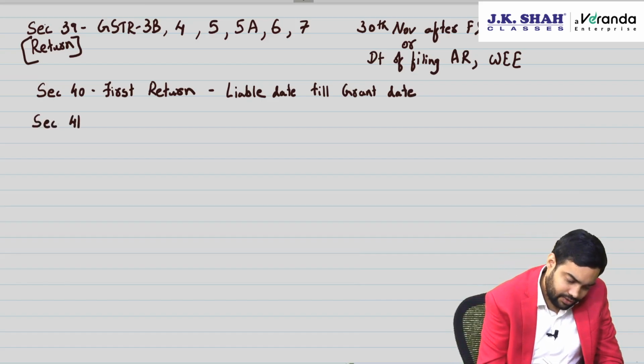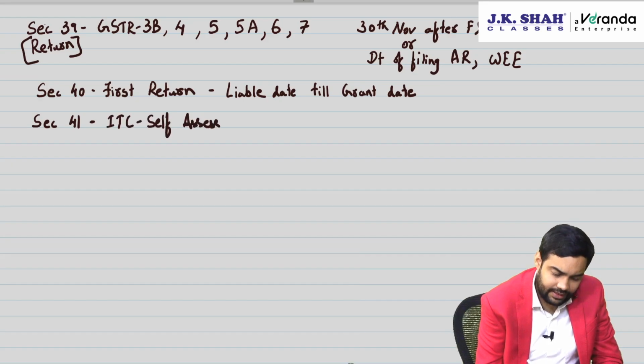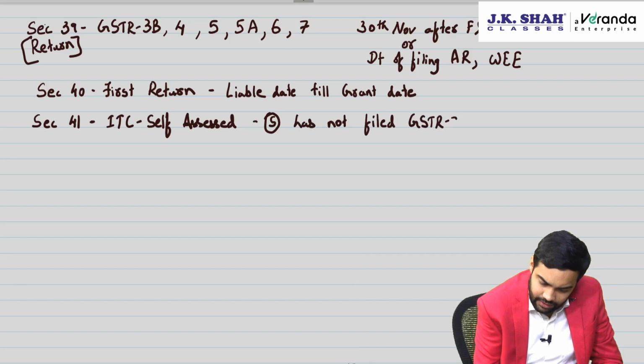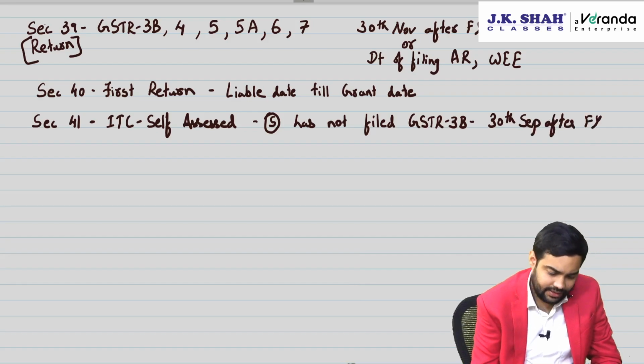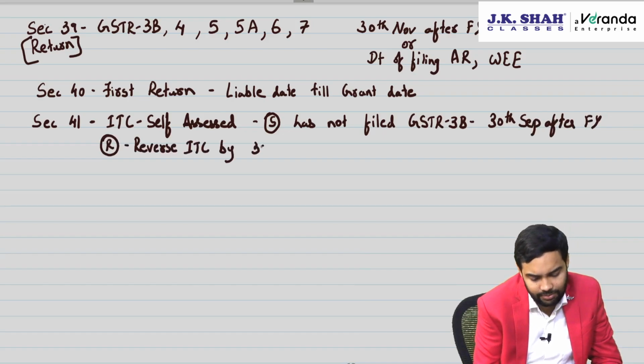Section 41 talks about ITC. ITC is self-assessed. Whatever I self-assess, I can avail as ITC. But if my supplier has not filed GSTR 3B for a tax period by 30th September after the financial year, then in that case recipient has to reverse ITC by 30th November. If he reverses by 30th November after financial year, then interest will not apply.